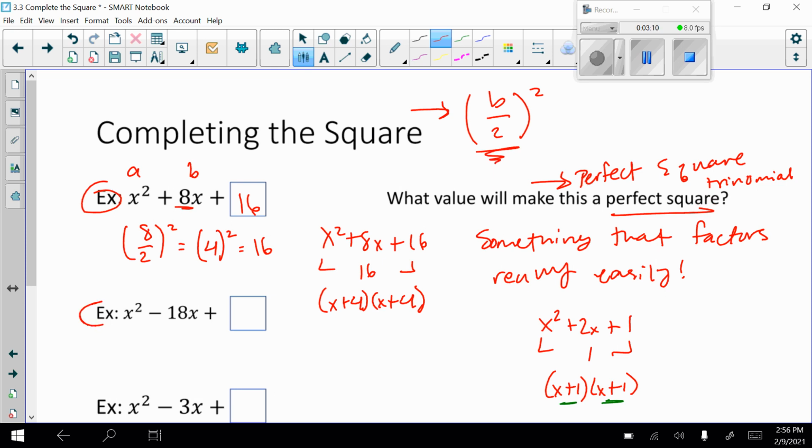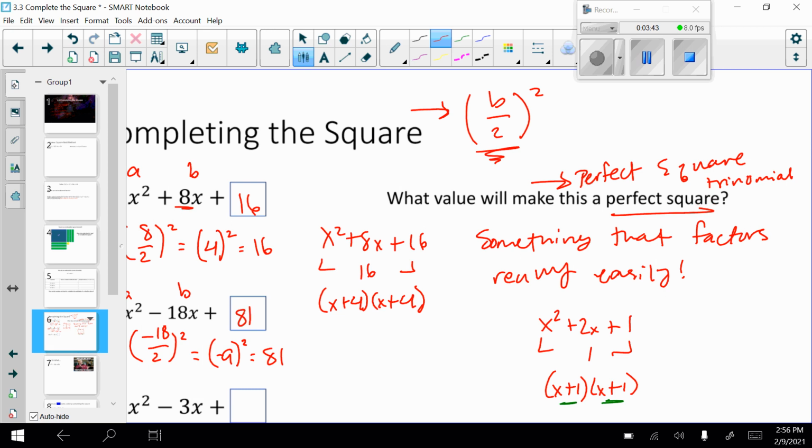Let's do one more example before we move on. If I want to turn this into a perfect square trinomial, again, I've got my a term, I've got my b term. I'm going to use b over 2 squared. b is negative 18, so it's negative 18 over 2 squared. Negative 18 over 2 is negative 9. And negative 9 squared is positive 81. So that means my value to turn this into a perfect square is positive 81. This equation is going to be important for us. We're going to use it a lot when we complete the square.